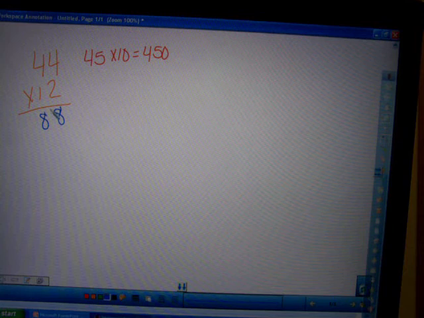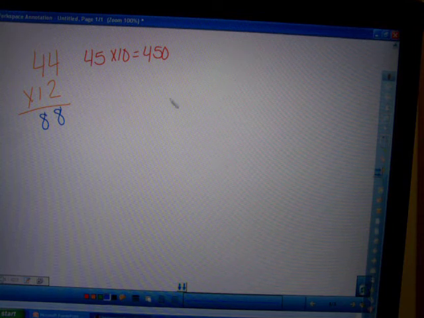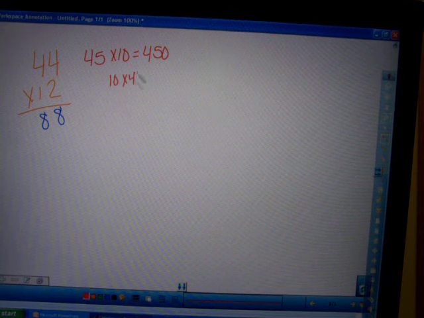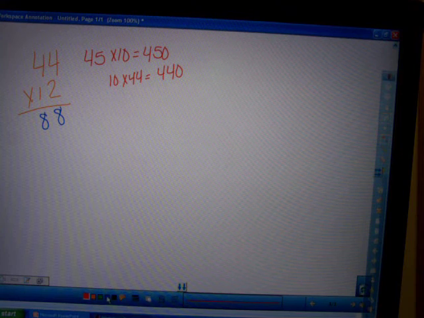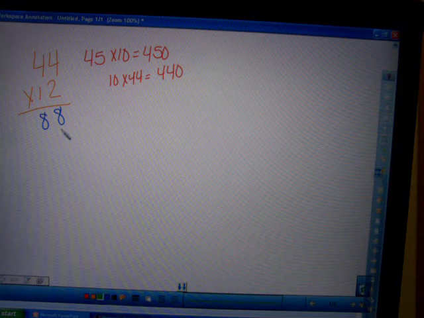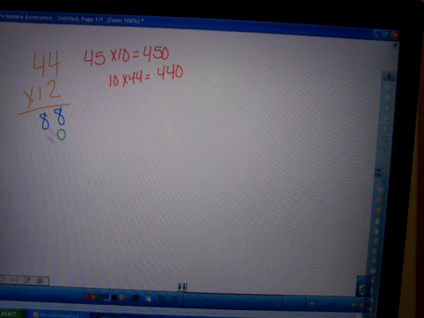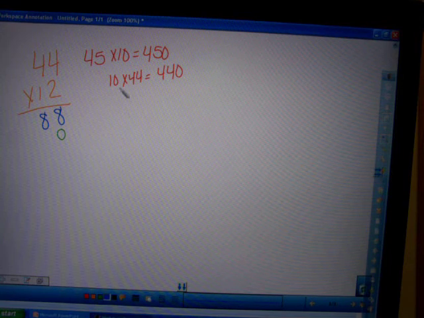Now the next thing I'm going to do is multiply 10 times 44. Well, if I just multiply 10 times 44, I'm going to get 440. Now if I just multiply 1 times 4 or 1 times 4, I don't get this 440. So what I do is I annex in a 0. Then I multiply as I would with whole numbers. And it will make sense when you see what multiplies out.